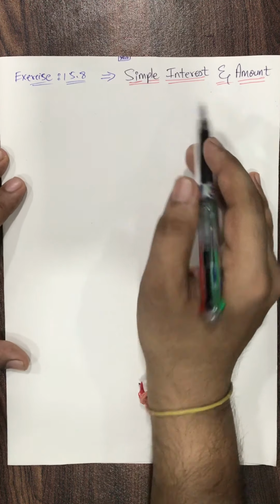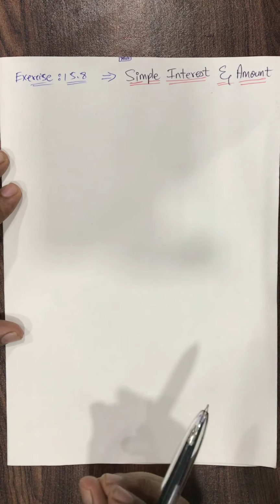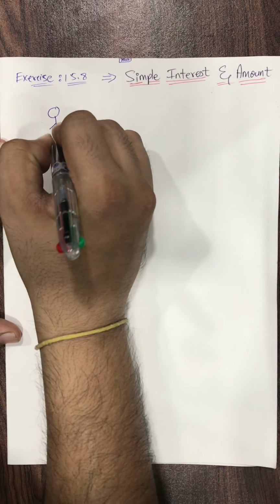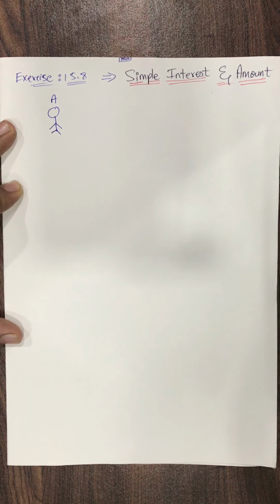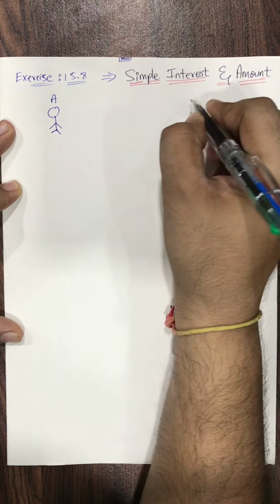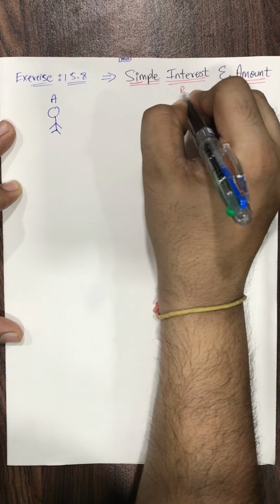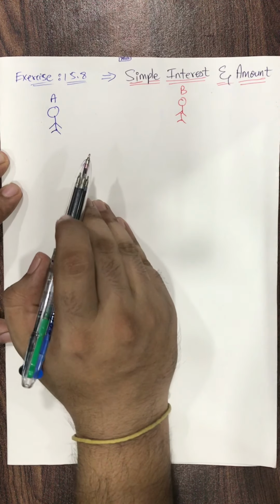Let me explain to you all, students, what simple interest is and what amount is, with a small story. Let us consider that we have a person A. Hope you all are listening to me very carefully. I have a person named A, with blue color, and another person named B, with red color. Both are friends.